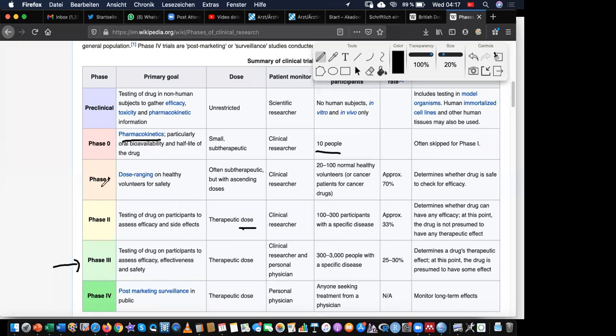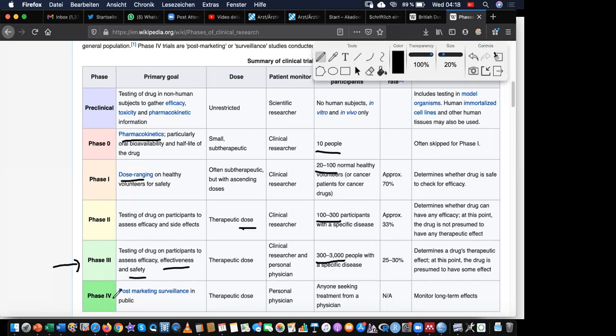Then you start to study at phase one about the dose ranging on more subjects. As you see, the number of voluntary subjects increases each time. Later at phase two, you have around 300. In phase three, you have to study the therapeutic doses and whether it is effective and safe, and then you need a much larger number of participants, like 3,000 people. And phase four means after marketing, post-marketing surveillance.